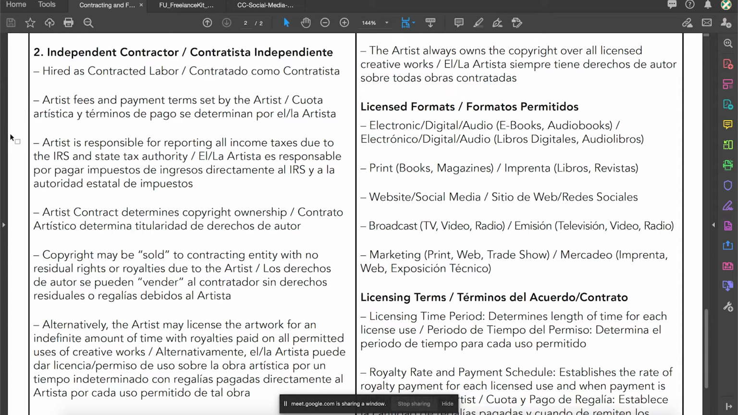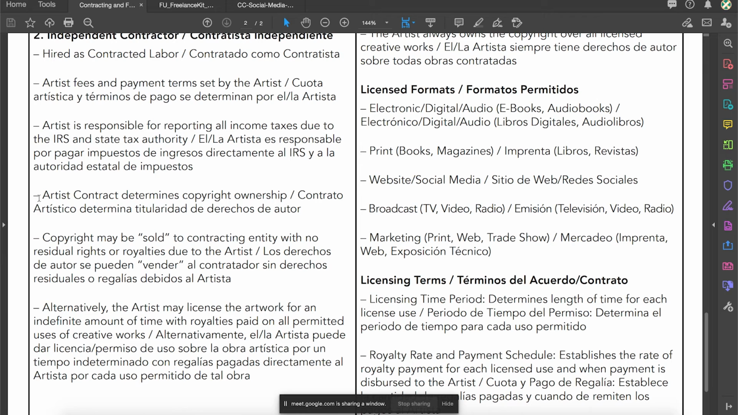The thing about being an independent contractor is that you are a business owner at that point. So you are the one that's responsible for reporting all of your income taxes that would be due to the IRS and also to the state. So you have to be very, very good at keeping receipts, logging mileage, setting aside your savings for paying your taxes out of every payment that you receive. All of those things are going to be on you as an independent artist.